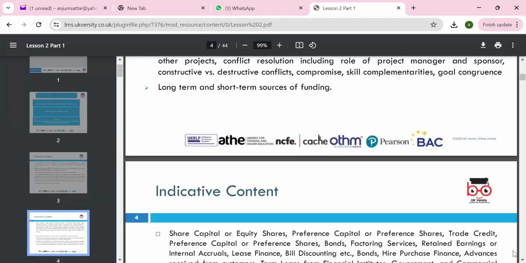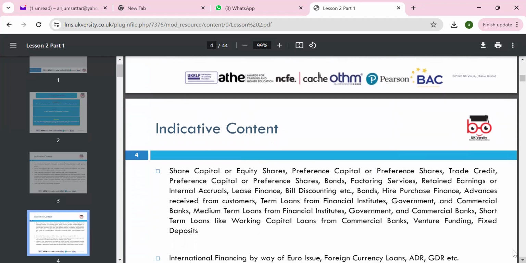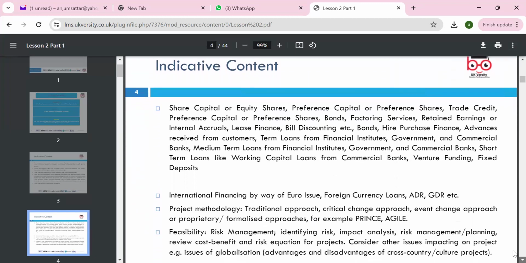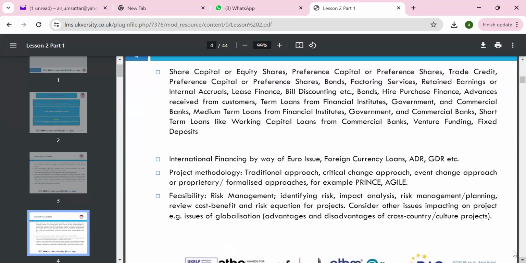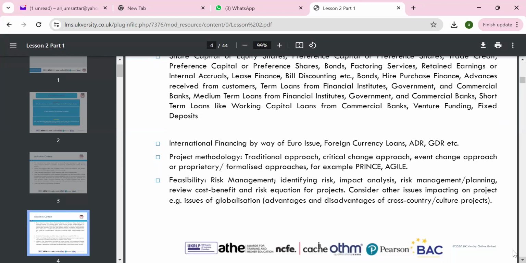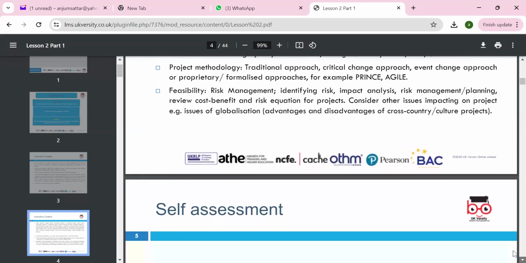Key indicative contents: we'll discuss share capital, government, and look at GDPR, Agile, PRINCE2, and project management software. We'll also discuss how we can manage risk and risk analysis. That's key.